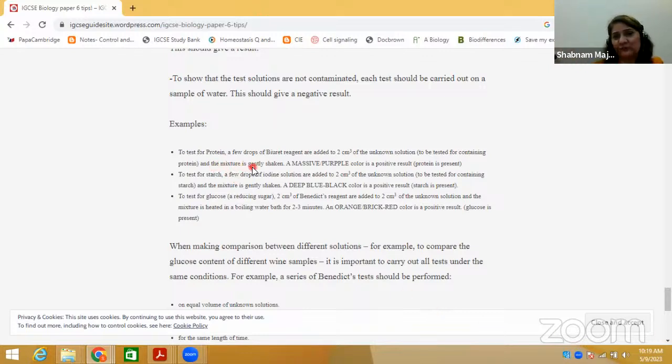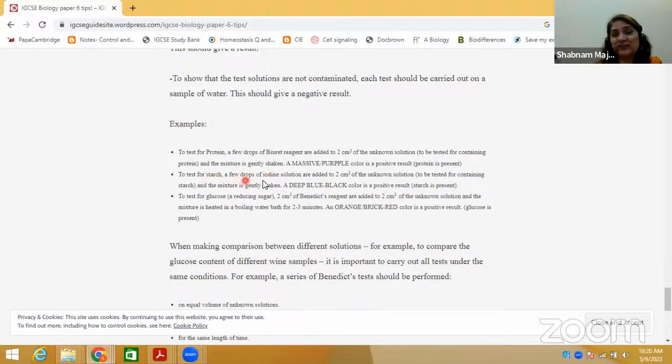Example, for protein, look, a few drops of Biuret reagent. Biuret reagent, as I said, has two solutions, sodium hydroxide and copper sulfate. Sodium hydroxide is colorless, copper sulfate is blue in color. And then when you shake the mixture gently, it gives a massive purple color. Even if you don't shake it gently, it will give you a color if protein is present.